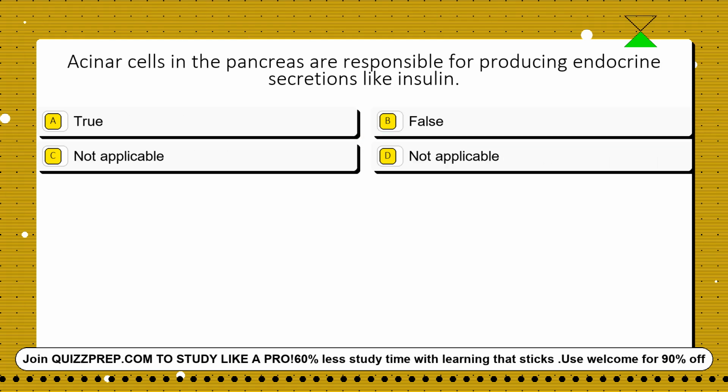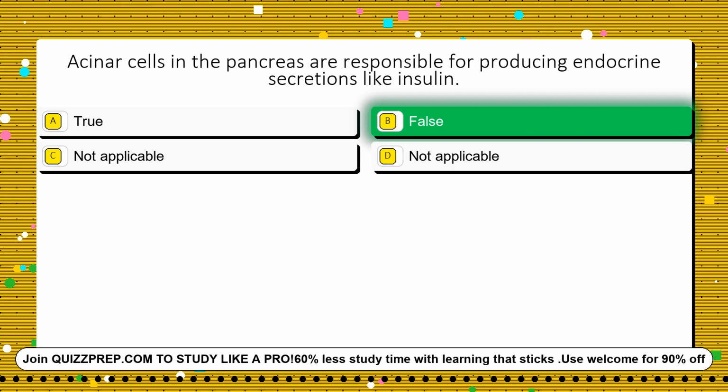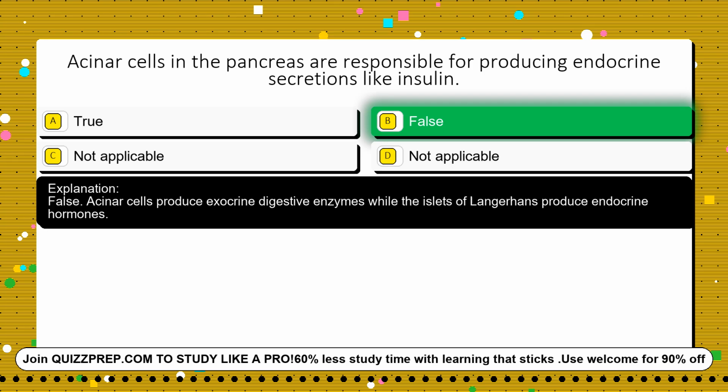Question 56. Acinar cells in the pancreas are responsible for producing endocrine secretions like insulin. Option A, true. Option B, false. Option C, not applicable. Option D, not applicable. The correct answer is option B, false. Acinar cells produce exocrine digestive enzymes while the islets of Langerhans produce endocrine hormones.